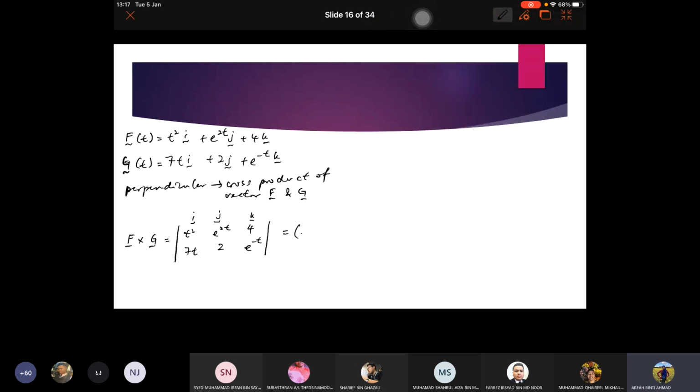So dia akan jadi exponential of t. So you are going to have exponential t here tolak 2 kali 4, 8 untuk i component, tolak untuk j component t kuasa 2 exponential negative t tolak 4 kali 7, 28t, j, and then tambahkan dengan 2t kuasa 2 tolak 7t exponential 2t. Okay. So dapat eh? So itu adalah dia punya jawapan. Itu je. That is the new vector yang kita berminat.